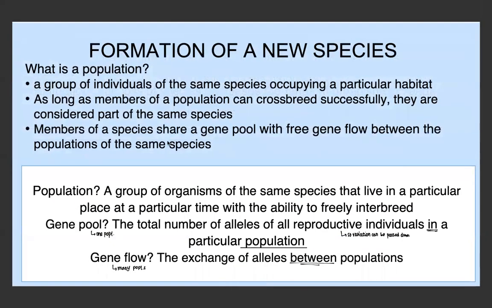What is a population? A population is a group of individuals of the same species which occupy a particular habitat, and because they occupy the same habitat, they are able to crossbreed successfully. So if members of a population can crossbreed successfully, they're considered part of the same species. So usually species is a broader term almost. Within a species, you'll have multiple populations.